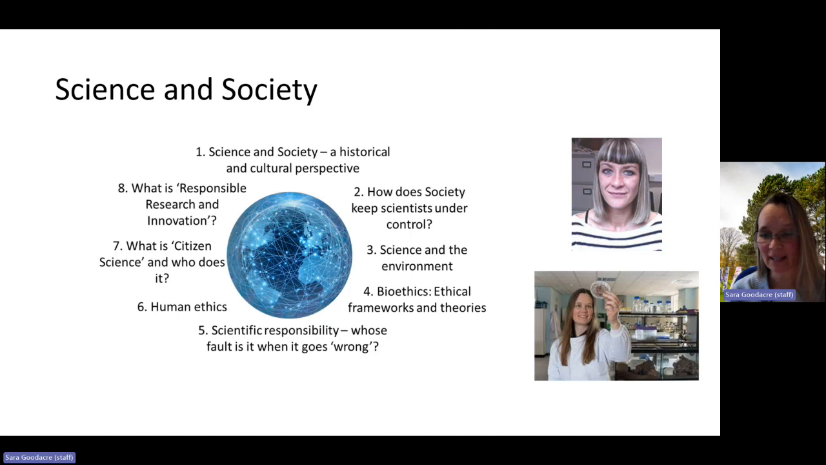We start off by talking about the historical and cultural perspective within which all science takes place. And by that, I mean we're able to look at where science happens, how the scientific process itself has changed over the years, and where we sit now, with the sense that we can do better and we must do better. We then follow these lectures up by discussing things like, how does society keep scientists under control? And I ask my students, do you trust me? Do you really trust me to go and do the right experiment when I leave this lecture theatre here?